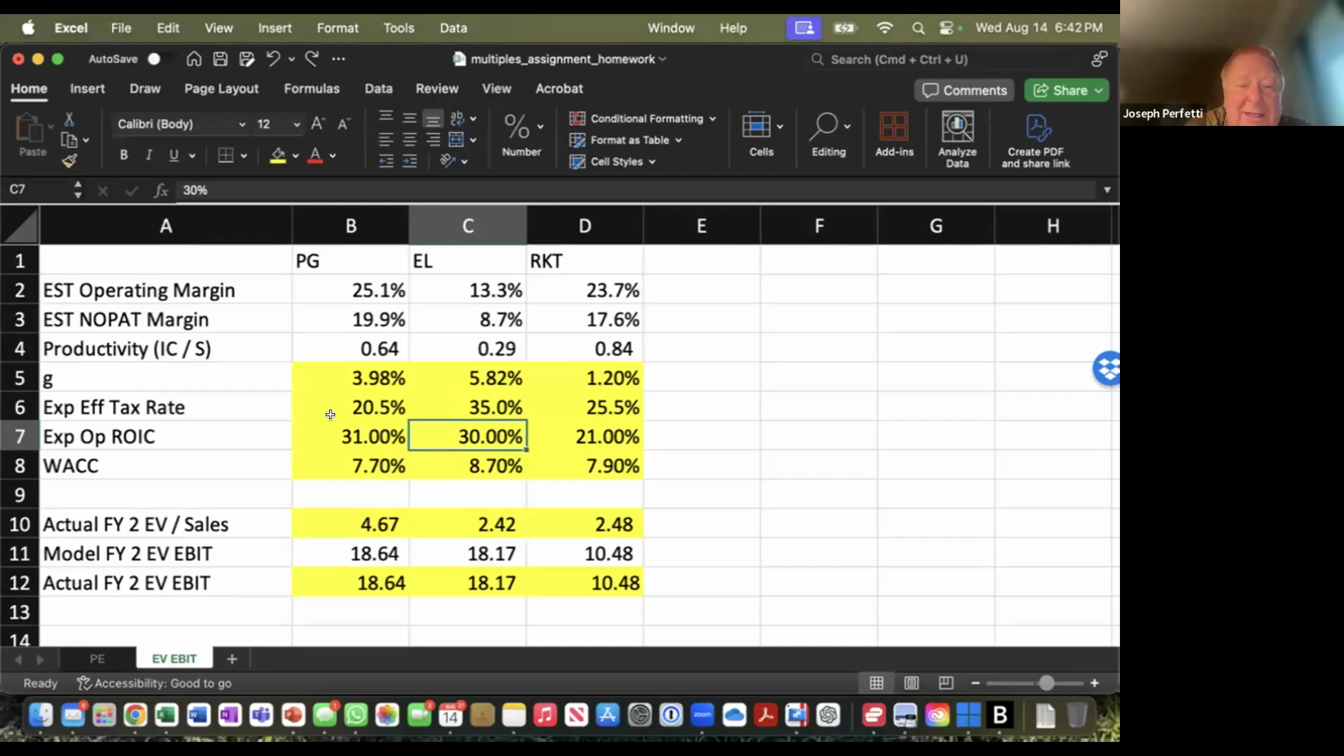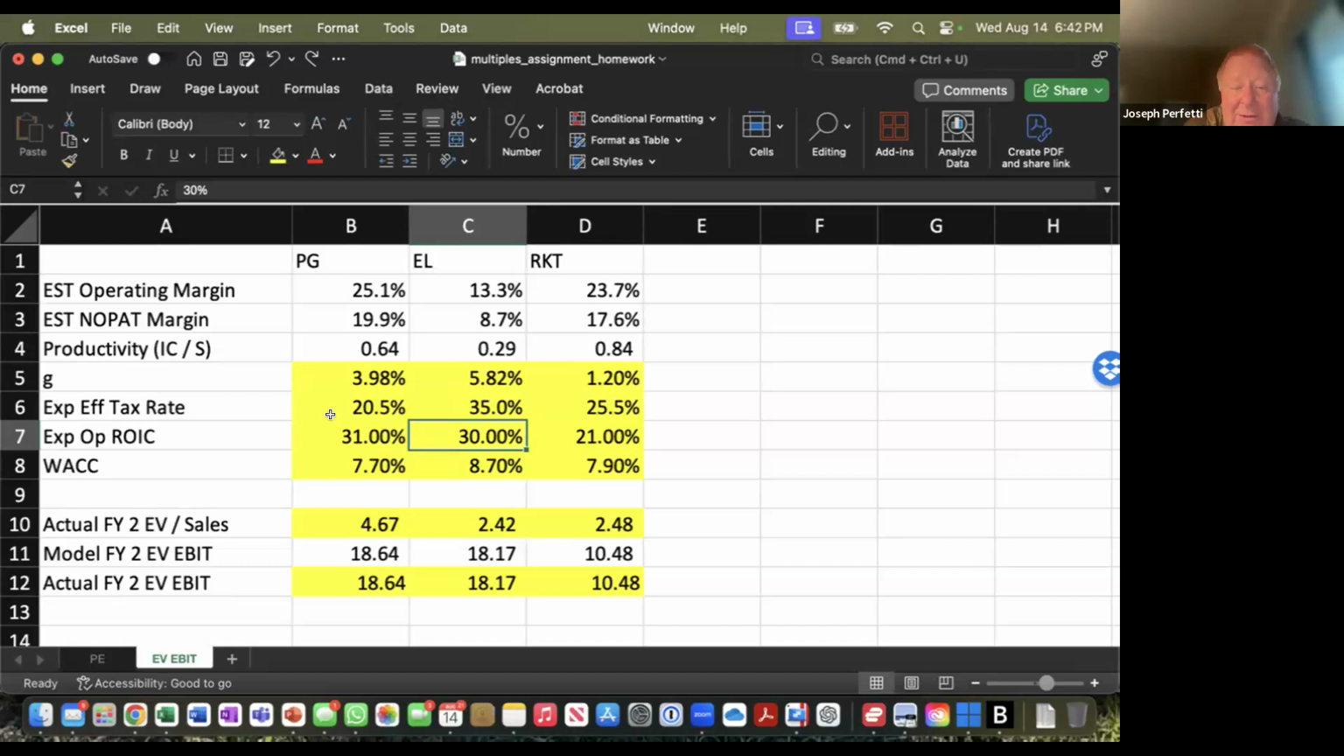And the one thing that's hurting Estee Lauder, why the multiples are not higher, is they're paying a much higher tax rate if I leave it at 35%. And same thing, they have a much higher cost of capital, 8.7 versus 7.7. So that's actually why they're trading at a discount despite that high growth rate. It's the taxes and the WACC.